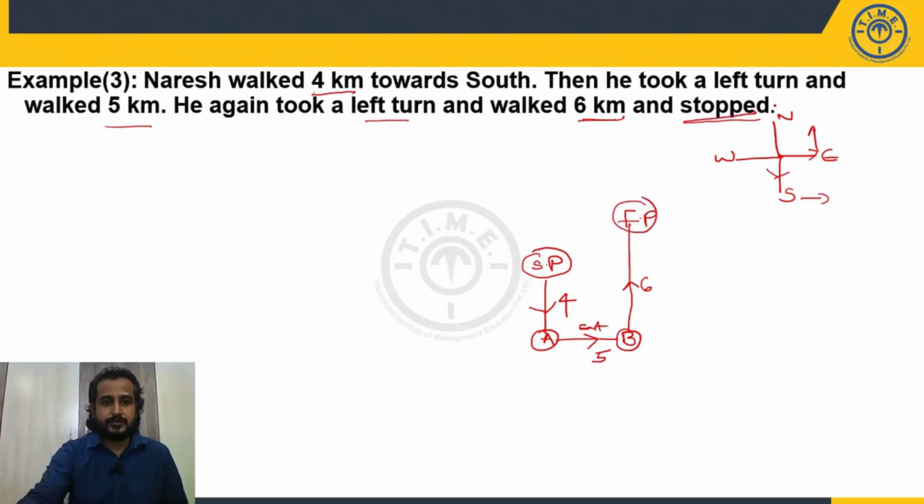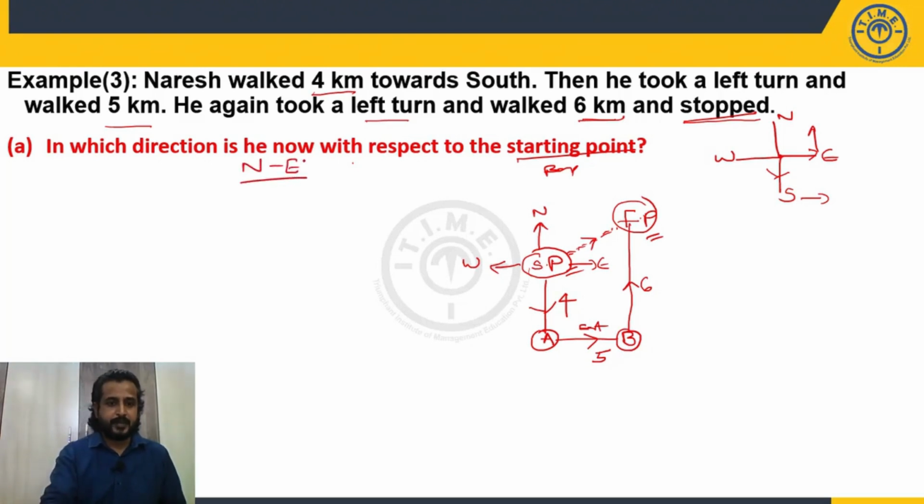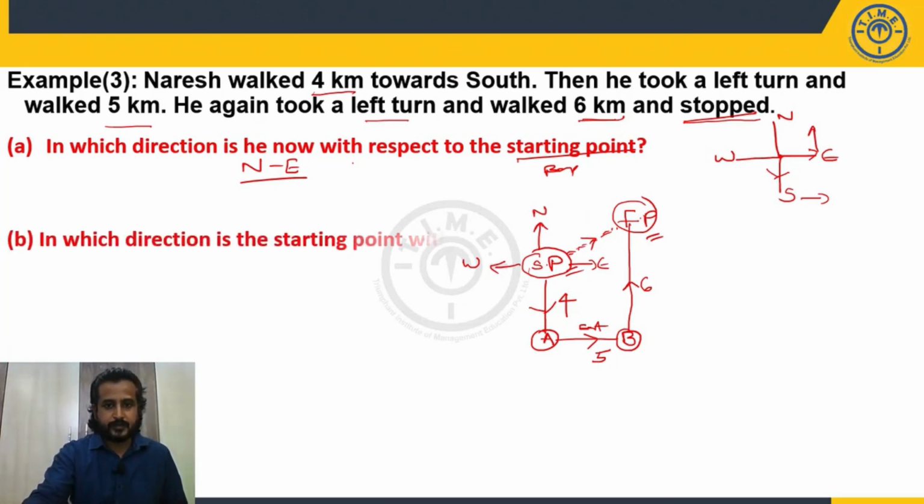Now what are the questions given below this? In which direction is he now with respect to the starting point? So what is the base here? The starting point. So from this point we need to identify this direction. With respect to the base, the right hand side will be east, the left hand side west, top direction is north, downwards is south. So what is this direction? Northeast. So my answer for this question is northeast.